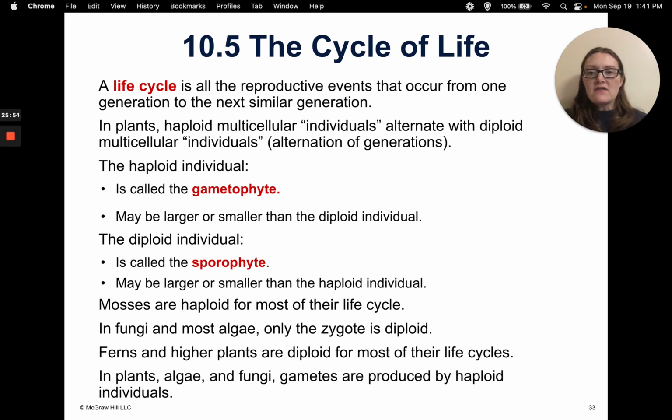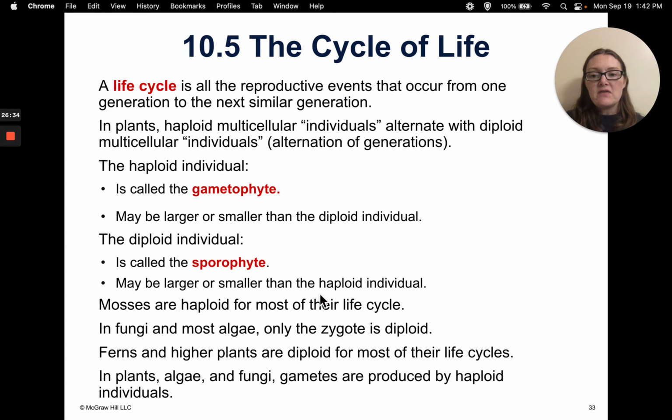So the life cycle of a cell is all the reproductive events that occur from one generation to the next similar generation. In plants, they can sometimes have what's called haploid multicellular individuals that alternate with diploid multicellular individuals, and we call this alternation of generations. So basically it means that at some stages they may have haploid cells, and at other stages they may have diploid cells. The haploid cells are called gametophyte, and the diploid cells are called sporophyte. And depending on the plant, they sometimes go back and forth between these two. And this allows for this alternation of generations.